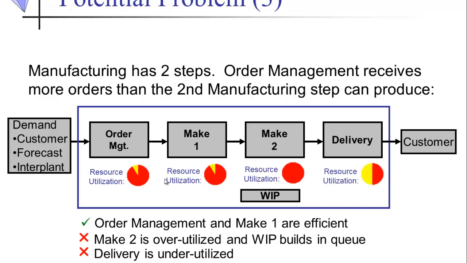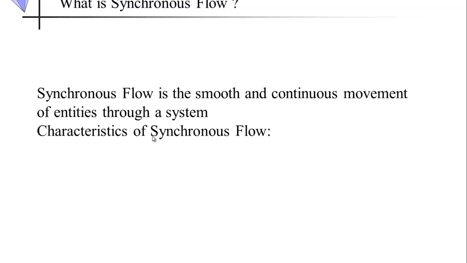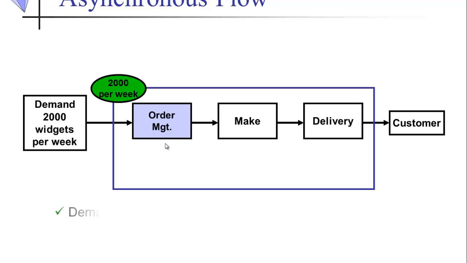The delivery is underutilized once again. The product is not delivered on time. We've got unhappy customers, and the system fails. Make sense? So now let's look at a synchronous flow. Is a smooth and continuous movement of entities through the entire total system. The characteristics include minimal delays, reduced cycle times, reduced inventory, and the like, and lower operating expense.